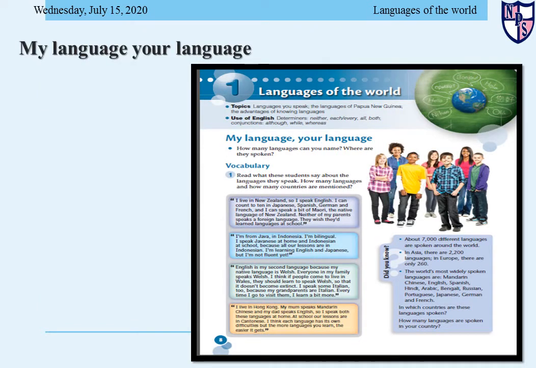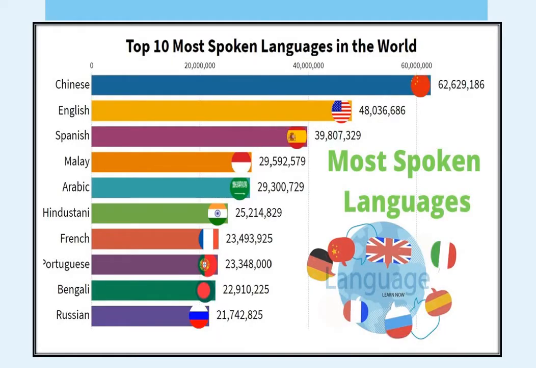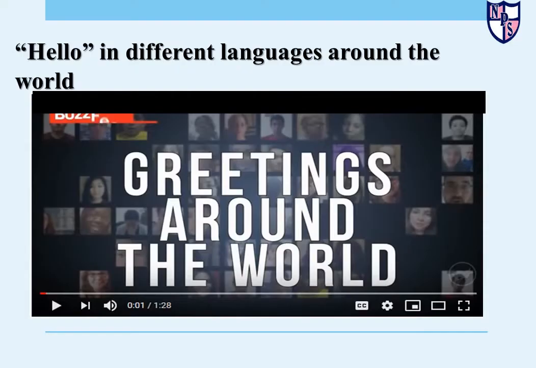The first topic, My language, your language. We'll discuss it later on. The first thing we have to discuss is the top most spoken languages in the world. We have recently watched in the video that the top most spoken language is Chinese, and then the second rank goes to English, and the third position goes to Spanish, and the rest of the languages follow. Let's watch.